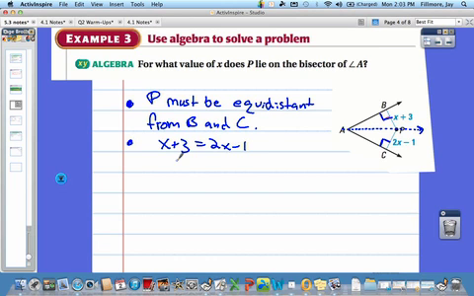We can subtract x from both sides, so 3 equals x minus 1, and add 1 to both sides, so x must be 4 in order for P to lie on the angle bisector, because we need those two lengths to be equal. Well, let's check our work. If we plug 4 back in, this gives us 7. If we plug 4 in down here, we get 7, so it checks out just fine. It is equidistant from the two sides.